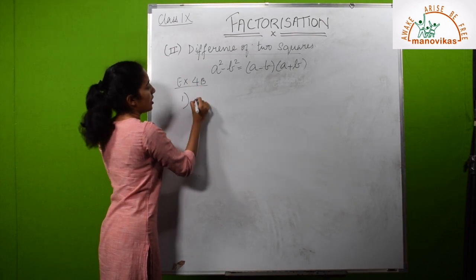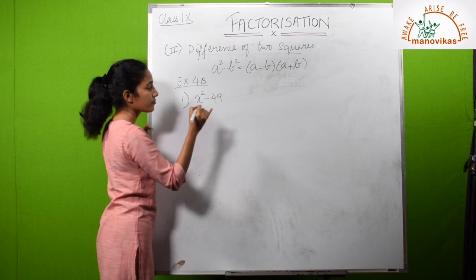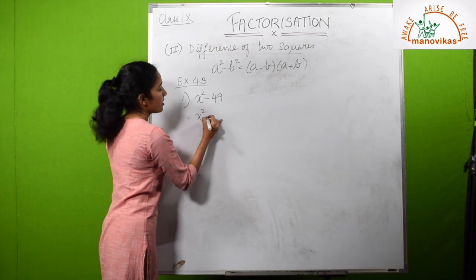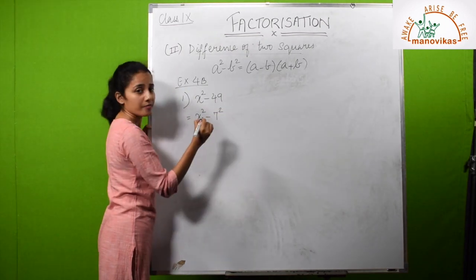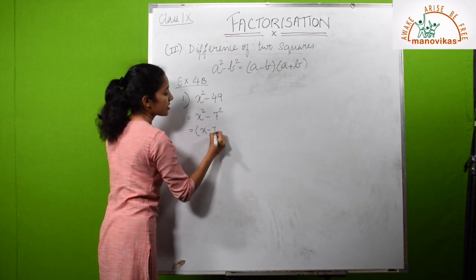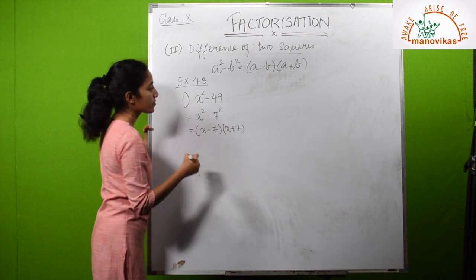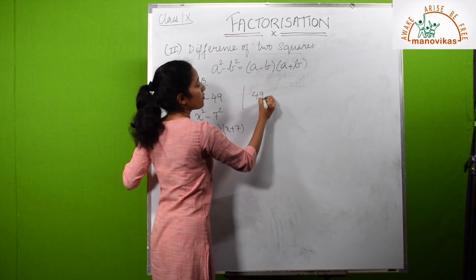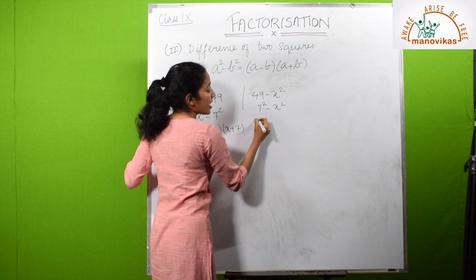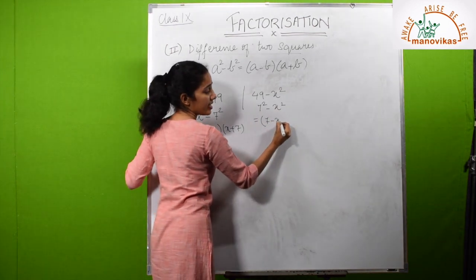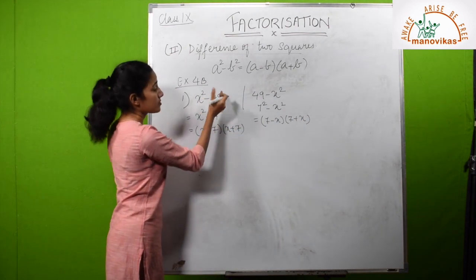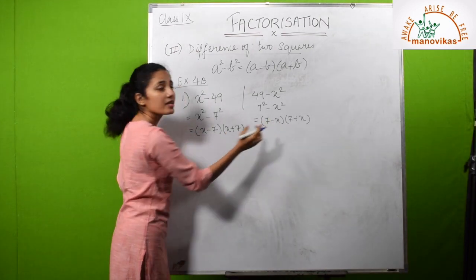The first problem, I have x square minus 49. We check if this number can be written in terms of square, which can be written as x square minus 7 square. Therefore, this is the expression a square minus b square, so I can write it as x minus 7 and x plus 7. Note that the same thing could have been asked as 49 minus x square, so I would have written it as 7 square minus x square. And now this can be written as 7 minus x and 7 plus x. Note that the change in the position of the numbers changes the answer as well here.